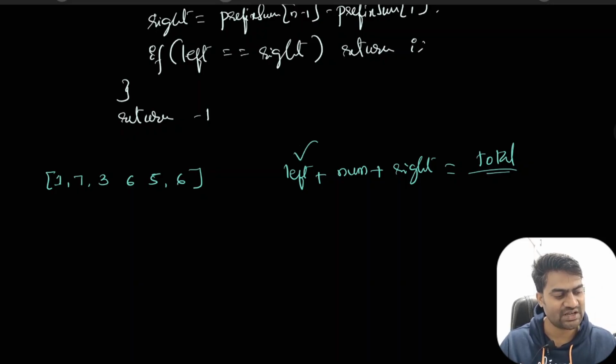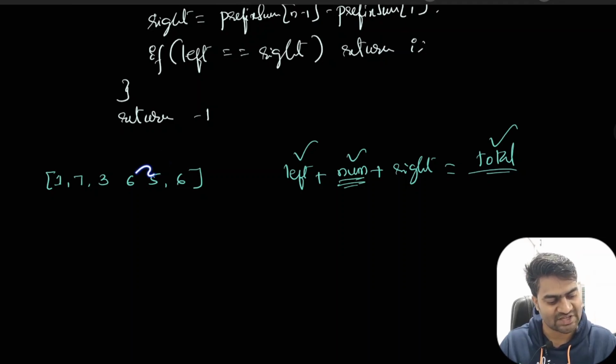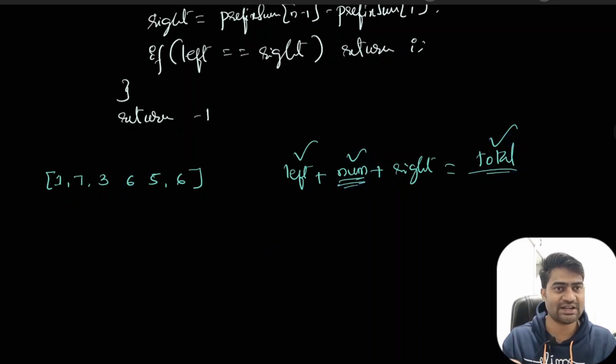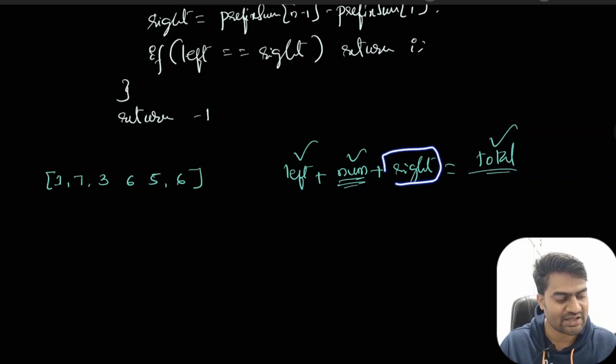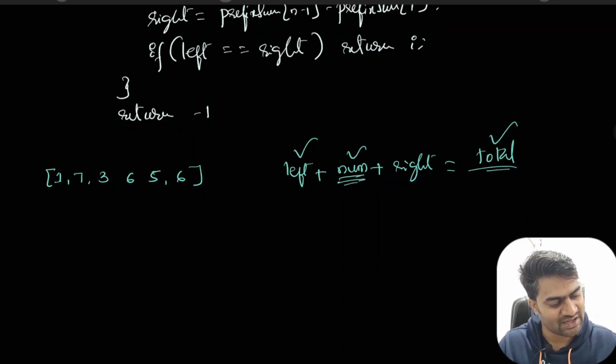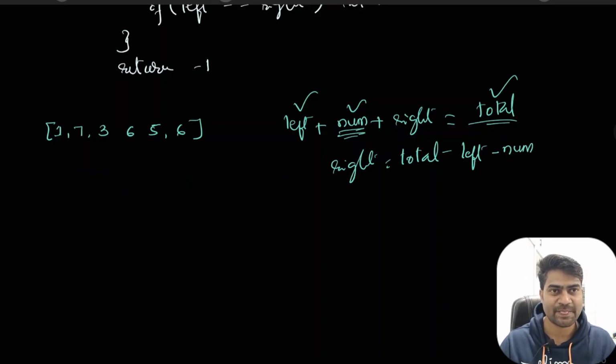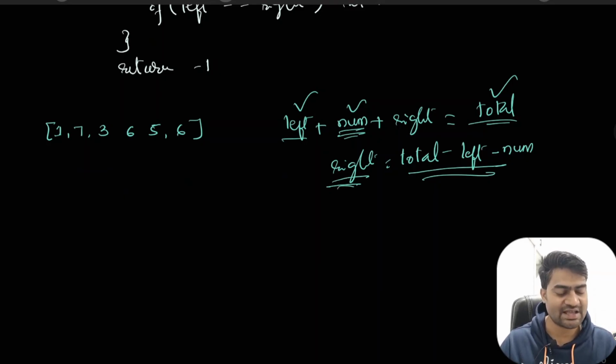Now I know the left, which is the prefix sum, and I know the number I am trying to process, and I will calculate the total earlier. So I can simply find the right, correct? Our right will be total minus left minus the current processing number. This will give us our right. If left and right are equal, again we will use the same logic and simply return that as the pivot index.